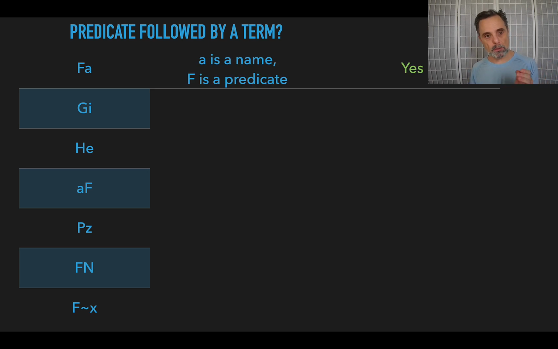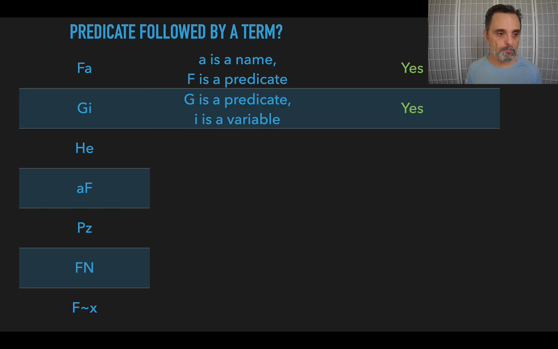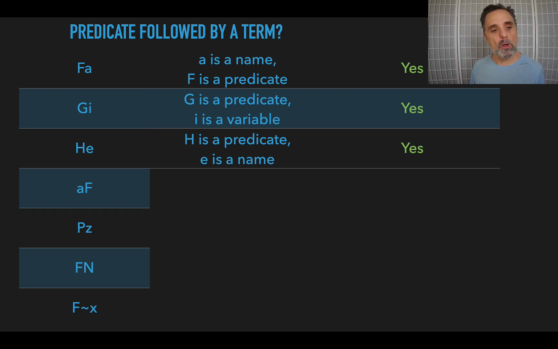What about big G, little i? Well, is big G a predicate? Yes, it's a big letter between A and O. What about i? Well, the names are a through h, so i is not a name. But all the other little letters from i to z are variables, and those count as terms as well. Variables go in the same place as names, so we have a predicate letter followed by a variable. Yes, that counts. How about H, E? So H is a predicate letter. E is a name, so we have a predicate letter followed by a name, and so a predicate letter followed by a term, so that counts.